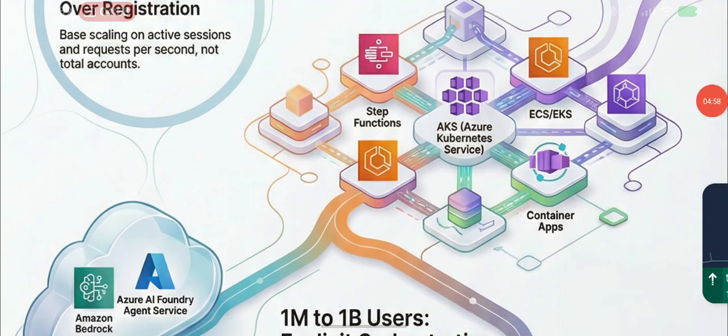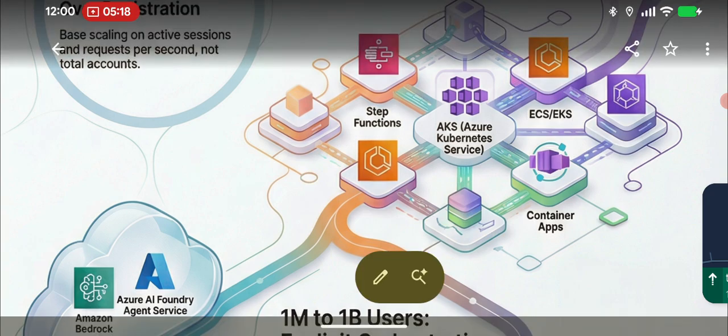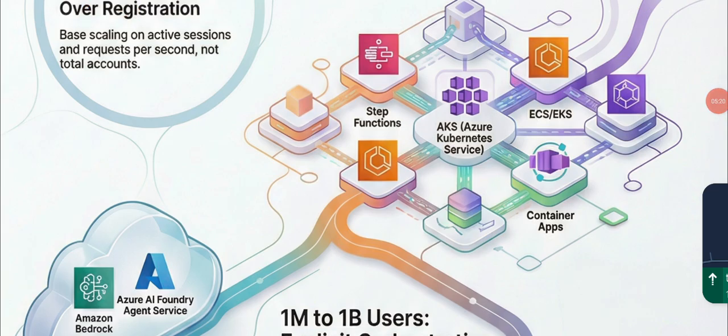There are different services. In AWS we have Step Functions, in Azure we have Durable Functions, or if we go beyond that, we can use Kubernetes services, or ECS, Elastic Container Service, and so on, right?